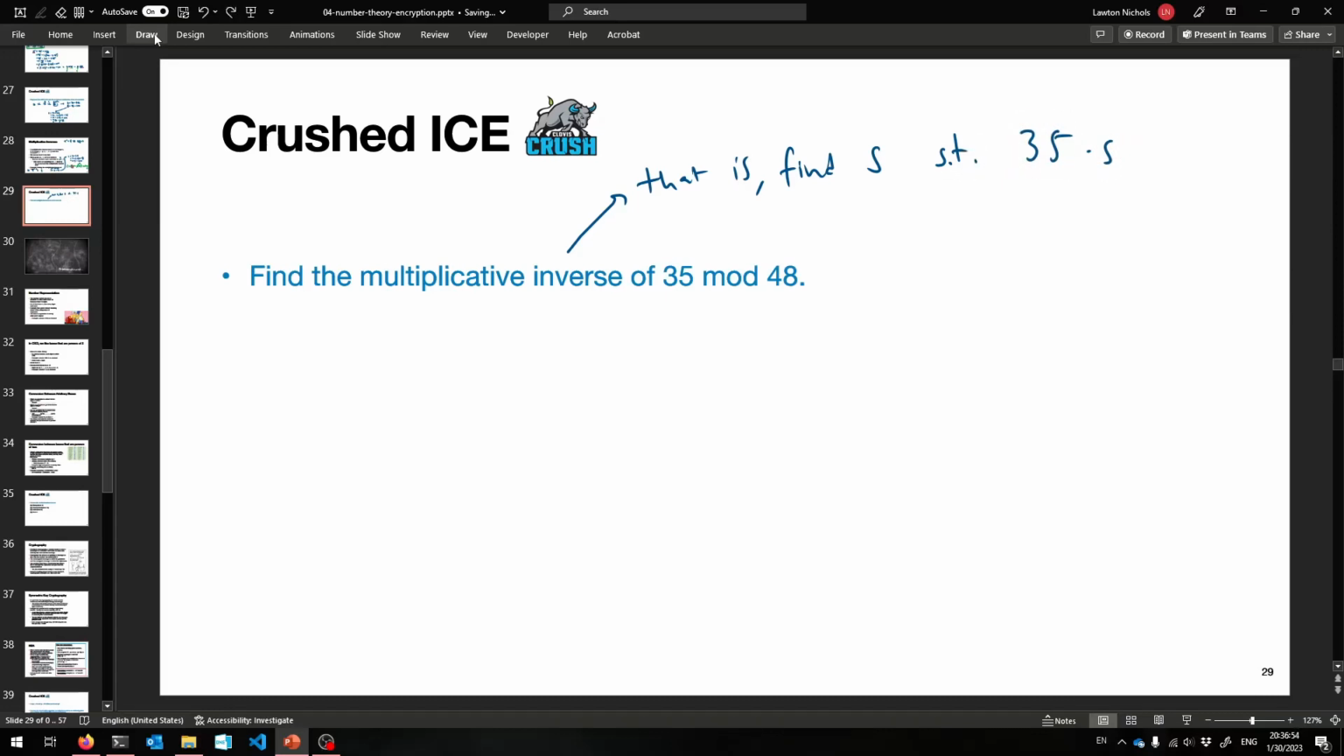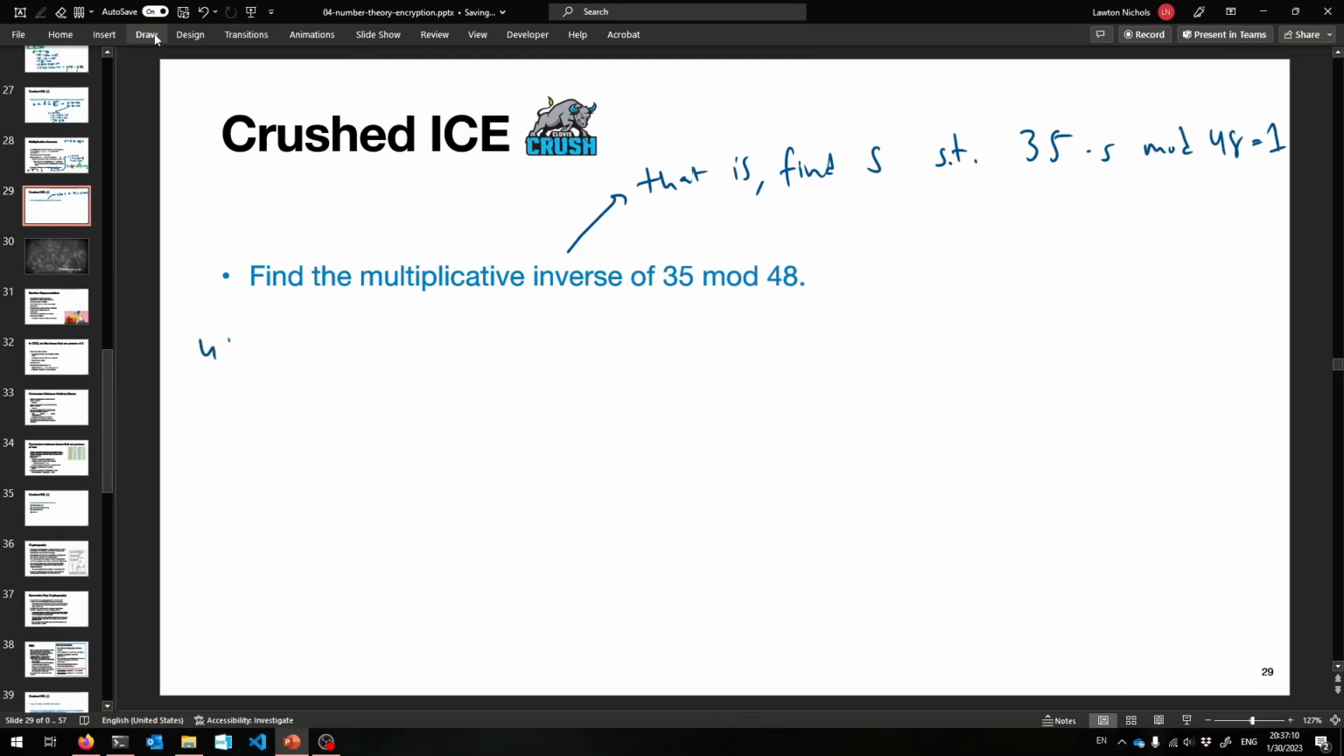And this is an S. Sorry, it looks like 35 times S mod 48 is equal to the number 1. Okay? So that's what you're trying to find. All right, so let's do 35 mod 48. We're going to find the GCD of those two numbers first, 35 and 48.